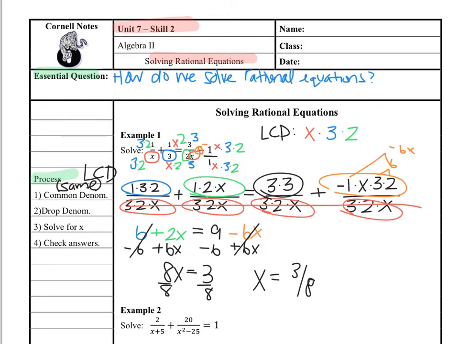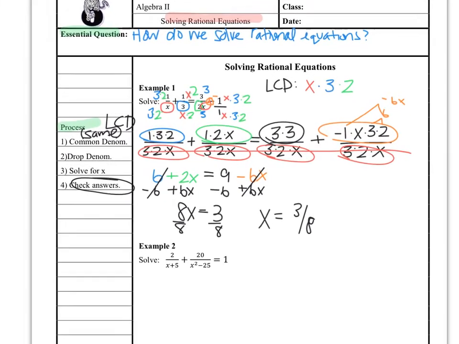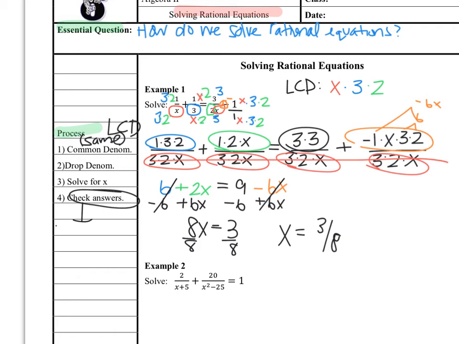And what I do is look back to check my answers. This is super important. We're going to write a little note about this. In order to check your answers, we need to plug the x value back into the original denominators to see if it equals 0.